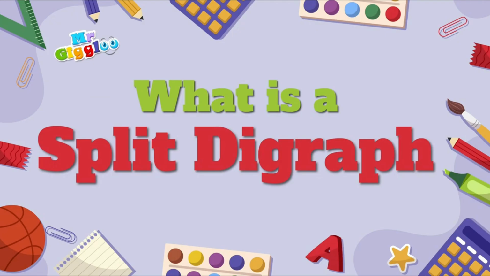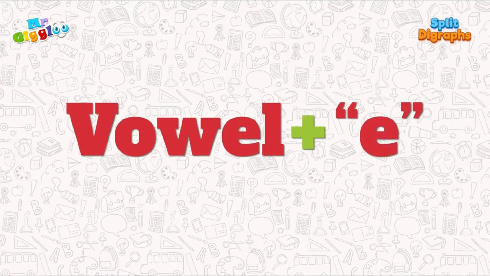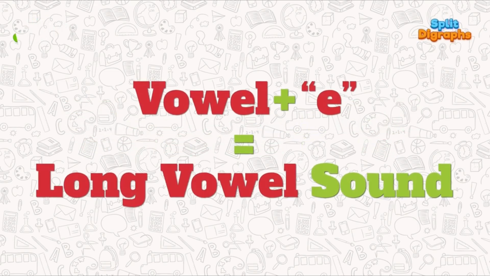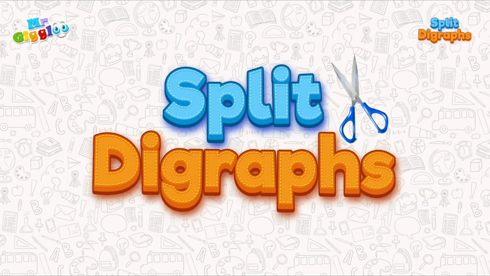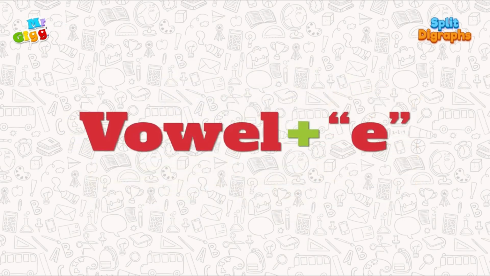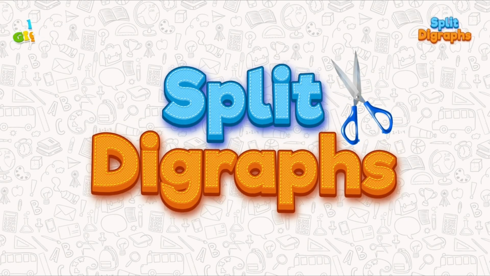Now we are going to learn about split digraph or the magic of E. So let's go and see the magic of E. What is a split digraph? When a vowel and the letter E work together to make a long vowel sound, it is called a split digraph. It is also known as Magic E. But they are split by a consonant in the middle. That's why we call it a split digraph.